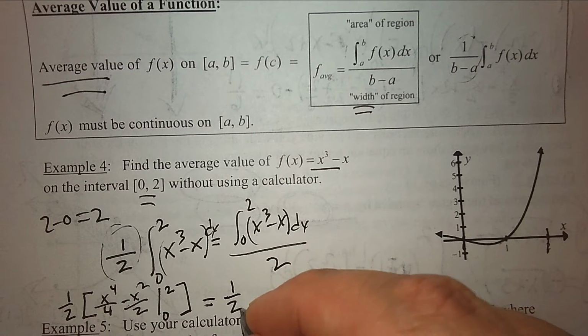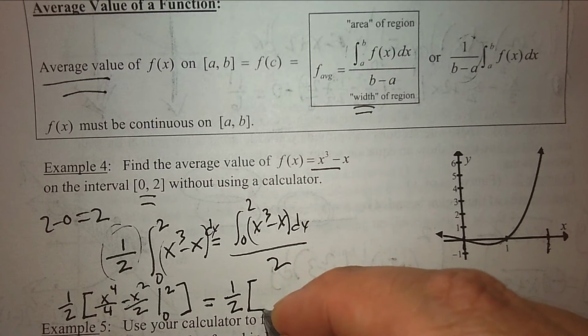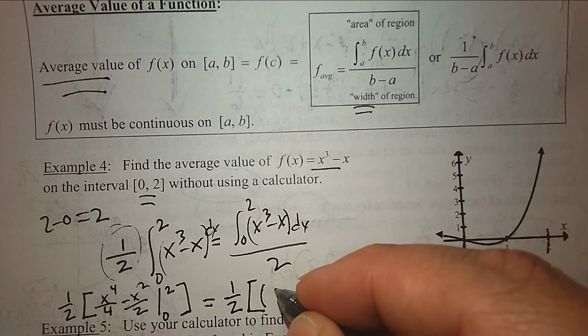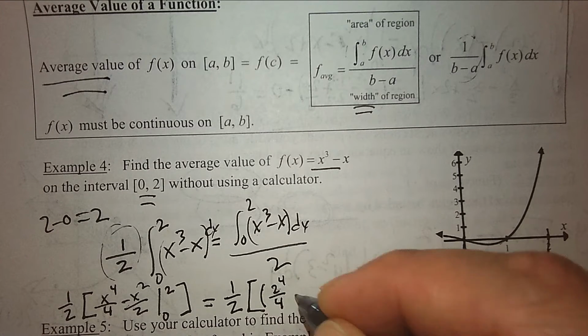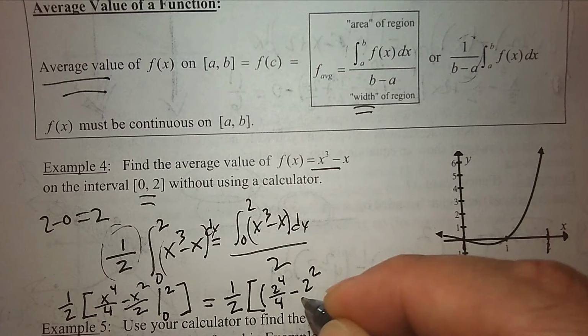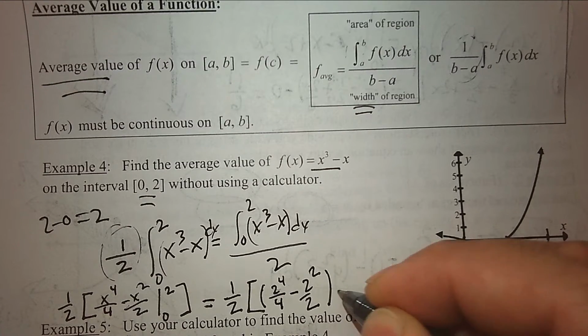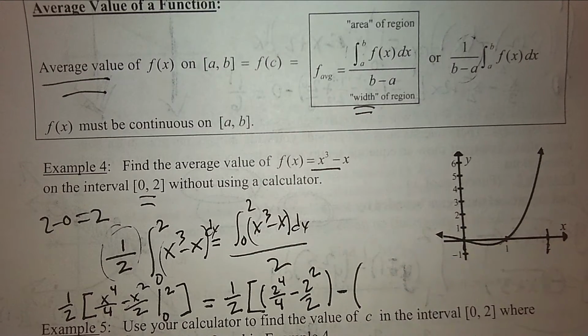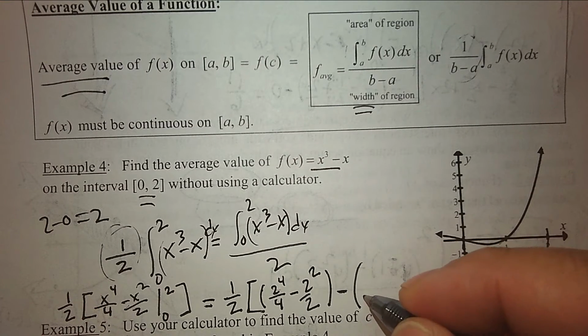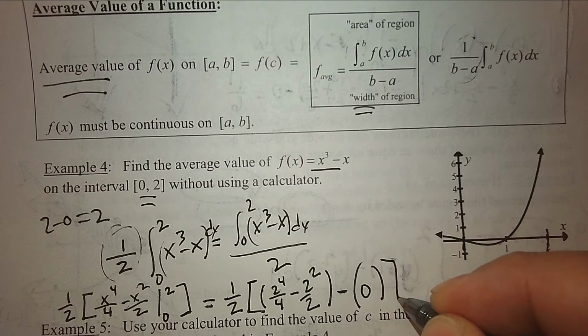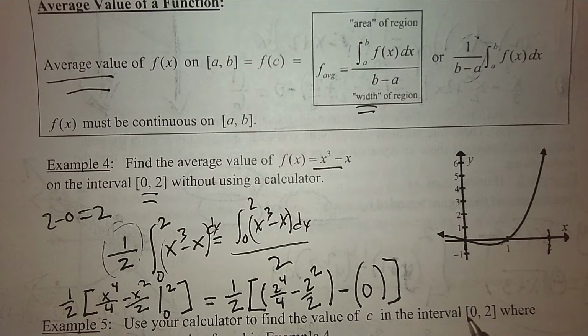So keep going. The 1/2 in front, bracket. First we plug in 2. So it's 2 to the 4th over 4 minus 2 squared over 2. Close it. Subtract. Now plug in 0. Well, if I plug in 0 and 0, the answer is going to be 0. And that's it. And you can solve it from there.